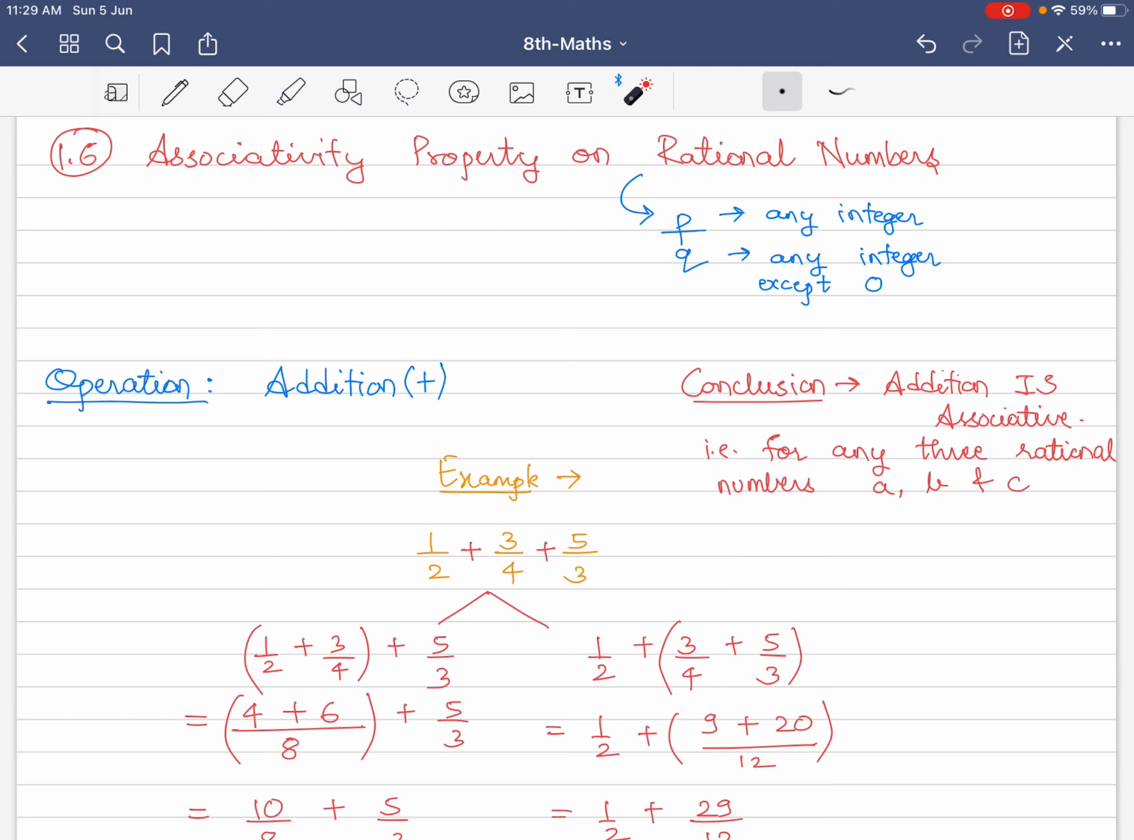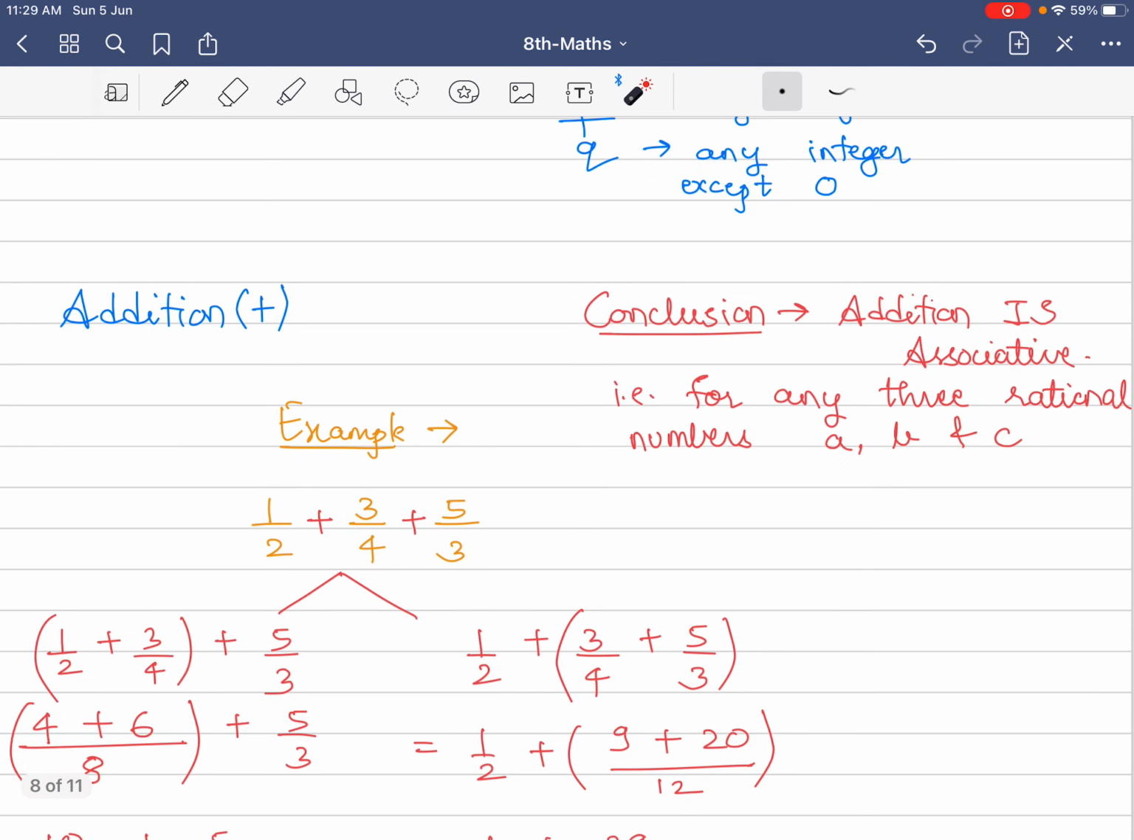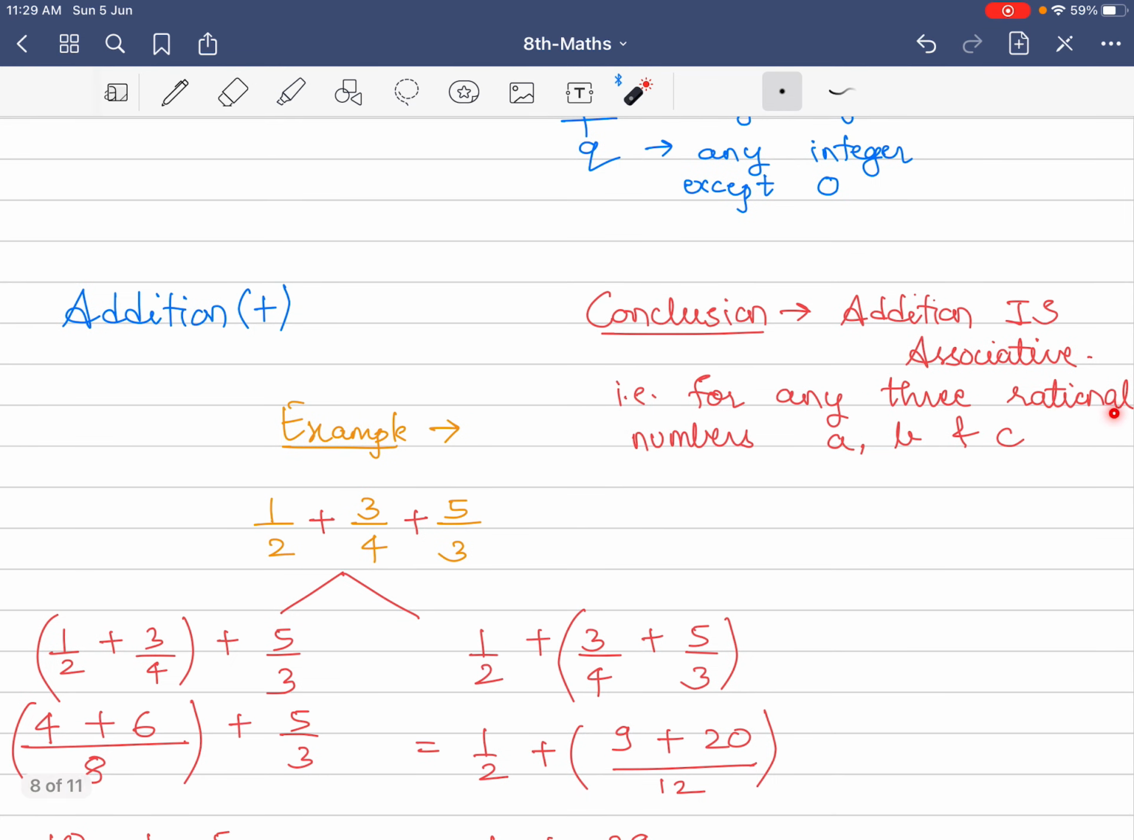The result is the same. So we note it down in words. That is, for any three rational numbers a, b and c. Now I'm going to write the statement.